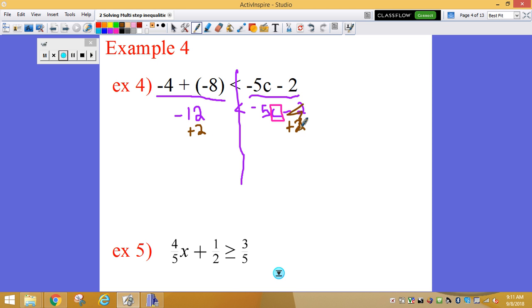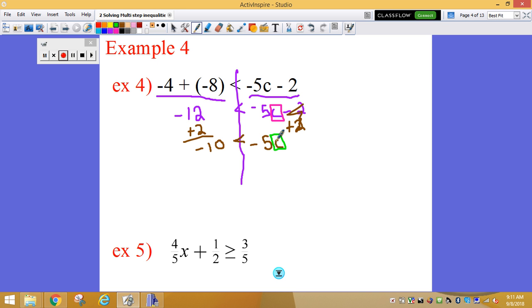So my 2's cancel. I'm going to bring down negative 5c. I'm going to bring down my inequality. Negative 12 plus 2 is negative 10. Okay, still not done because I want to get the c by itself.